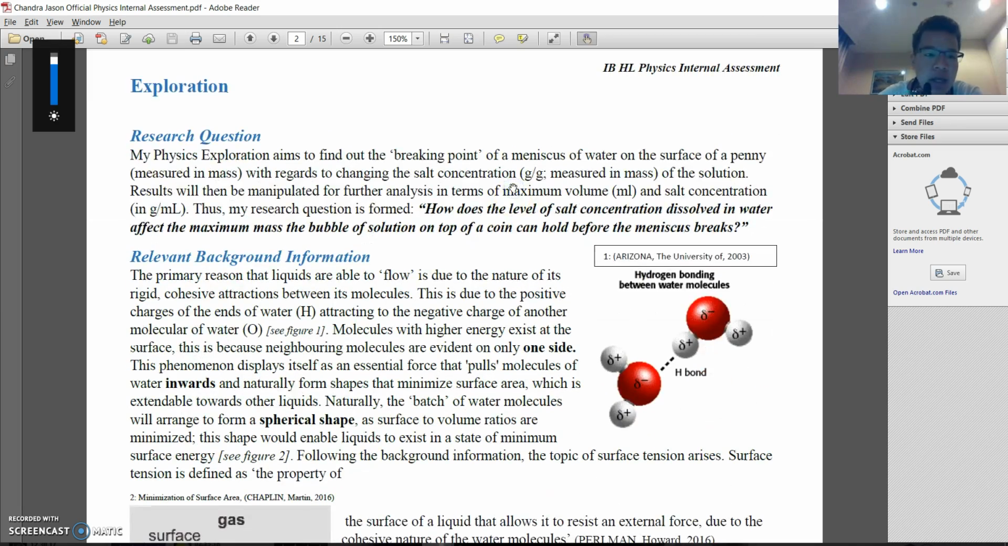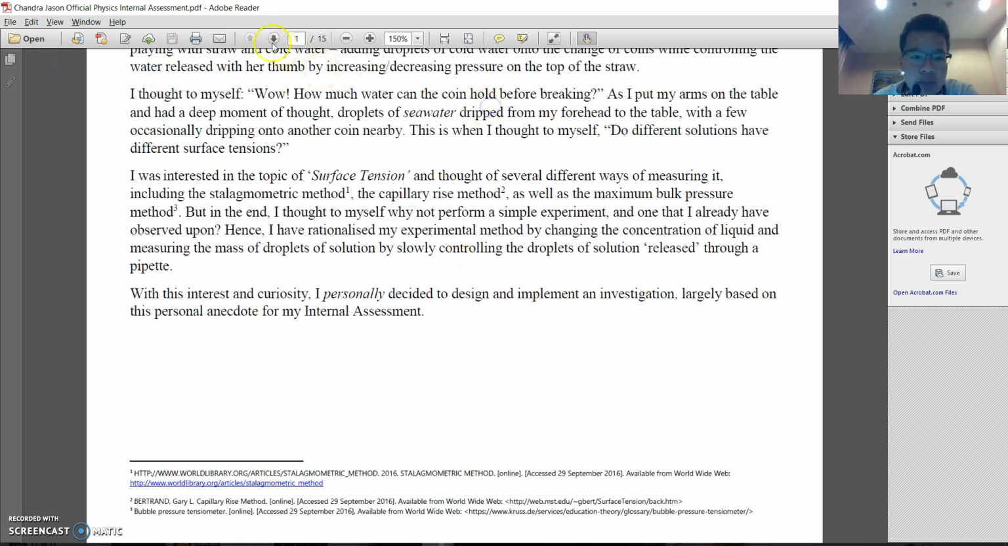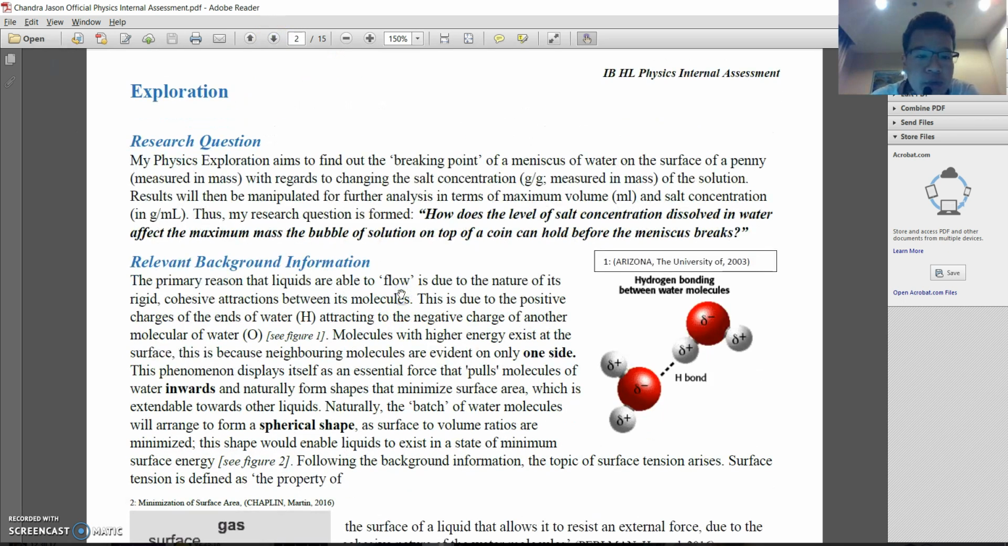So after that, how should you structure it? Once you have your personal engagement, which is 1 page long, you should have a research question, which should really be fast, and it has to be very precise.